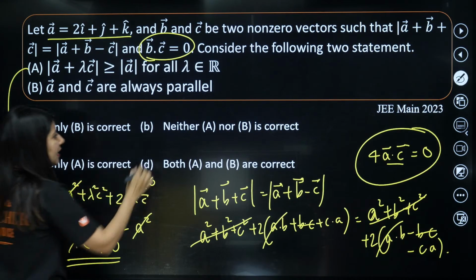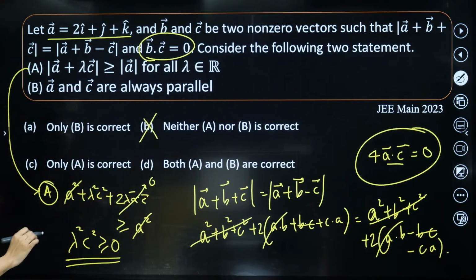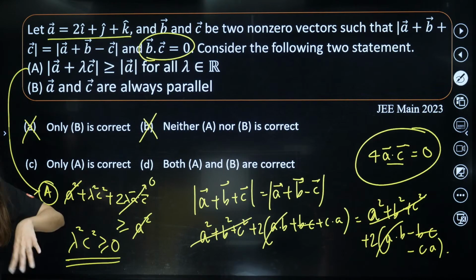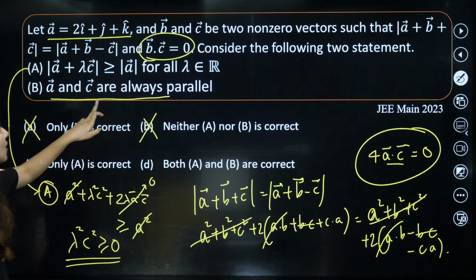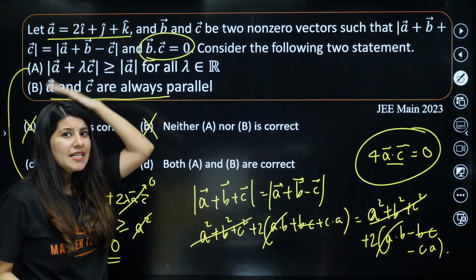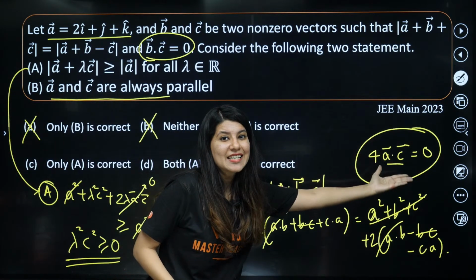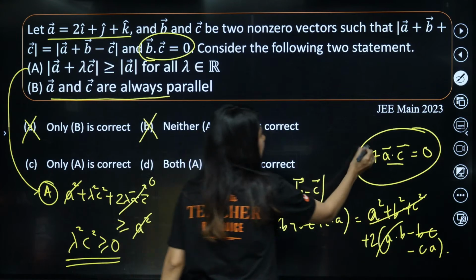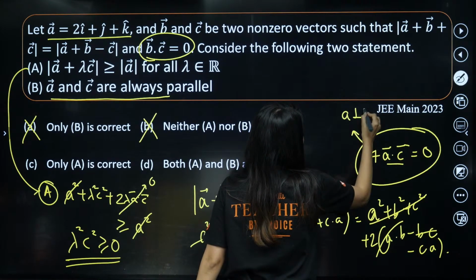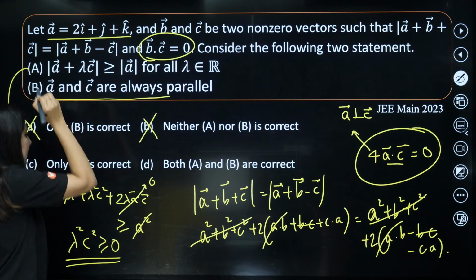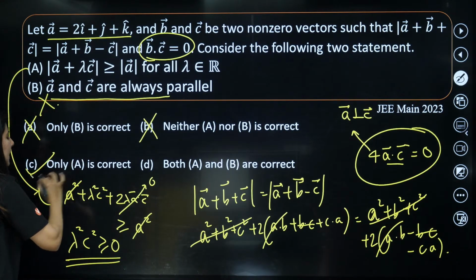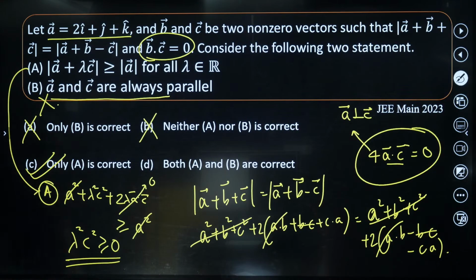That means option B is wrong. Either B is also correct or B is incorrect. Now the whole question revolves around whether statement B is correct or not. A and C are always parallel. What does it say? A dot C is 0. So clearly A is perpendicular to C. A is never parallel. So this B statement is definitely incorrect. That means only A is correct. Option C is correct.